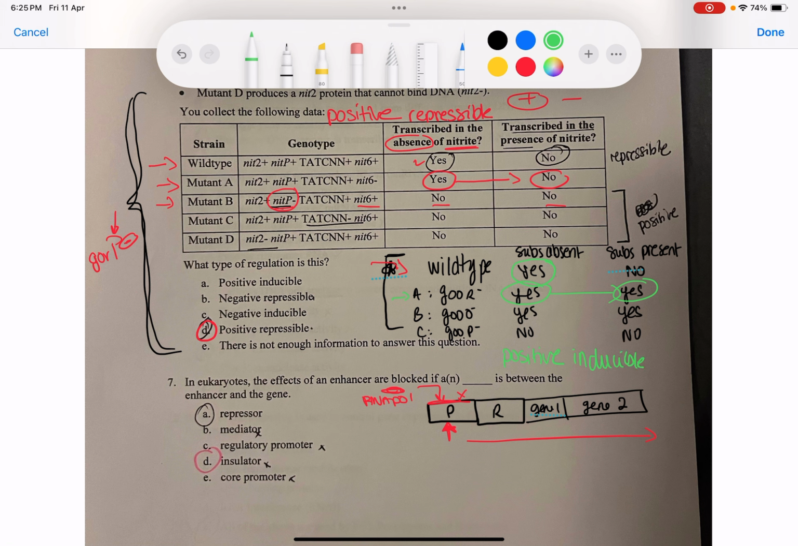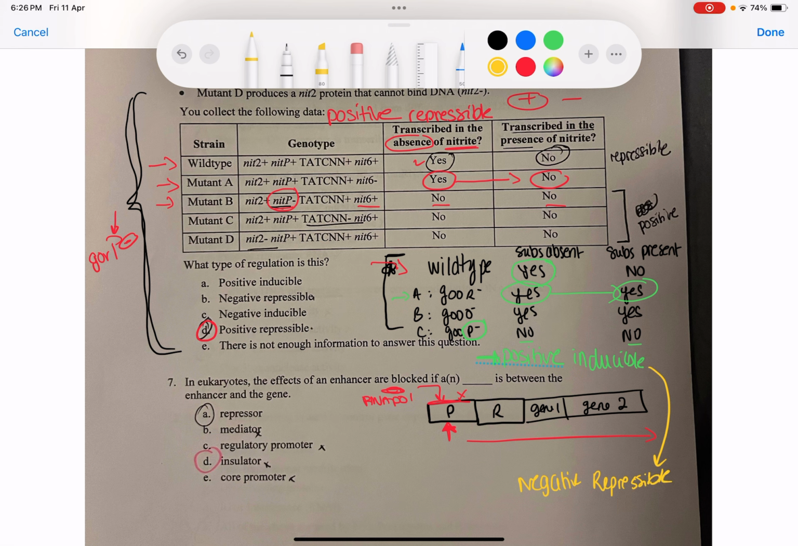And as I said before, we see here we have a mutation at the promoter, and we notice no transcription and no transcription, just because when there's a mutation at the promoter, you cannot have transcription in any way, right? Not with a substance and not without it, because the promoter is the key part of gene transcription. All right, so doing my method, we got positive inducible, but the right answer was negative repressible. So let me tell you why.